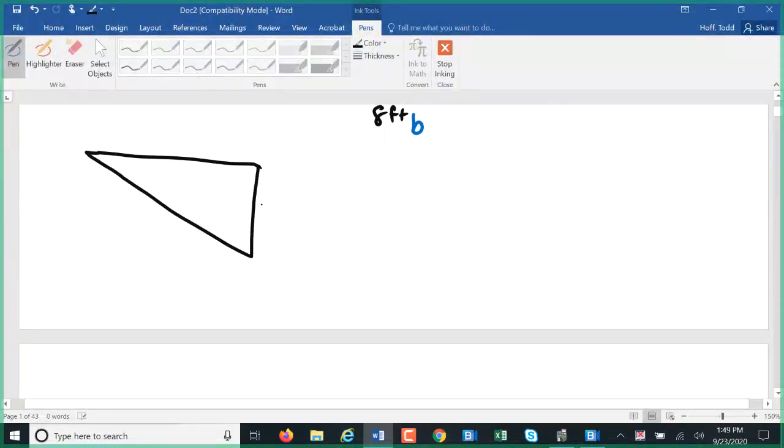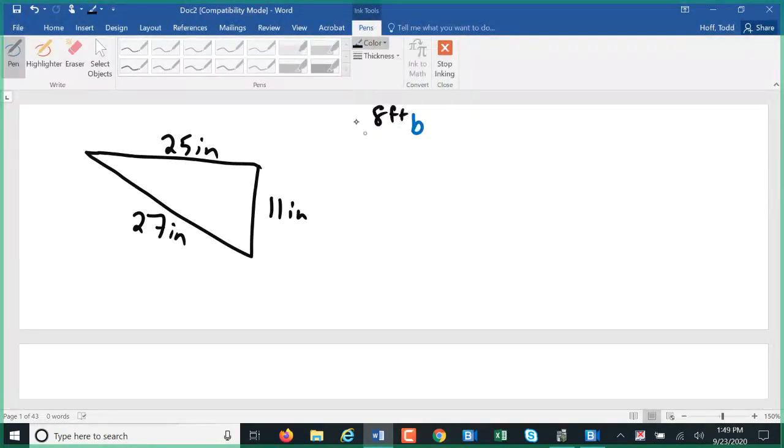If I have something like this, or say this is 11 inches, this is 25 inches, and 27 inches, if I want to see if this is a right triangle, usually it's easiest for me to pick out the hypotenuse. The longest side here is the 27. If this is a right triangle, that would have to be the hypotenuse. So then my other two sides, the legs, I'm going to call them A and B. It doesn't really matter which one's which.